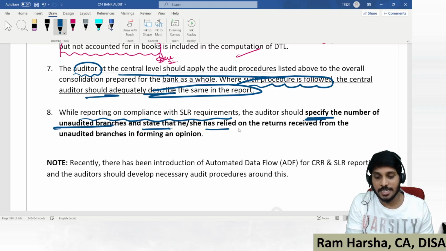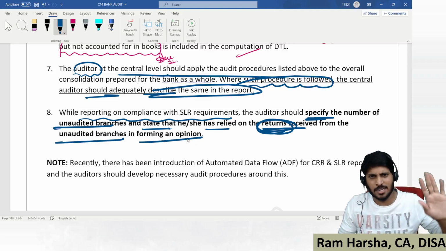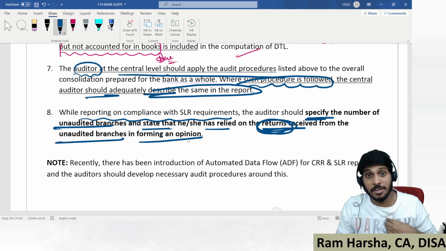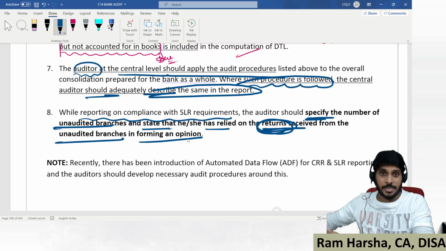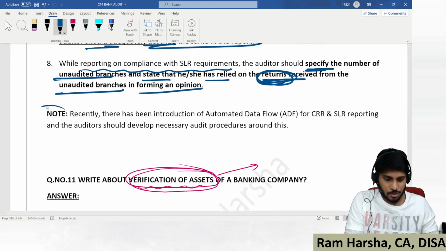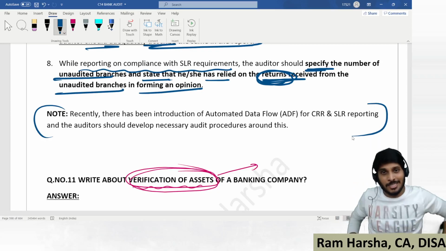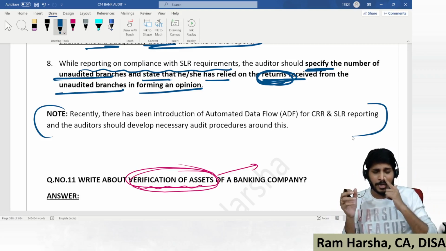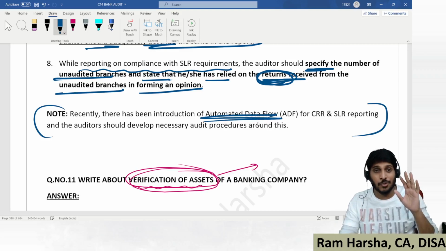He should state that he relied on just the returns received from unaudited branches, statements informing the opinion on whether CRR and SLR are maintained properly. You need to give a report to top management and the RBI, right? You just have to mention how many branches are unaudited, and from that how much data has been received. And this note says the above NTDL calculation, inclusions, exclusions, calculations, all that is now taken care of by computers through automated data flow techniques.